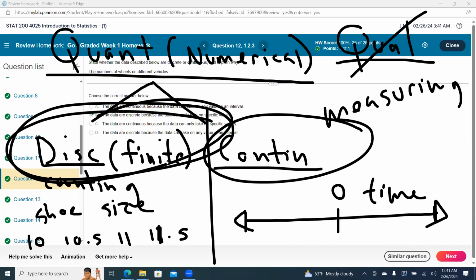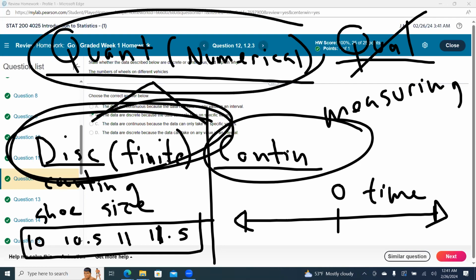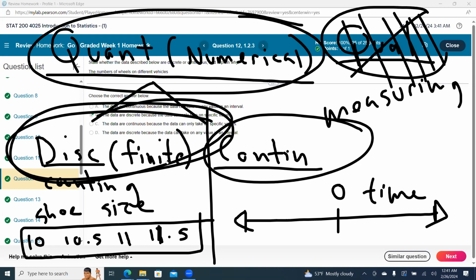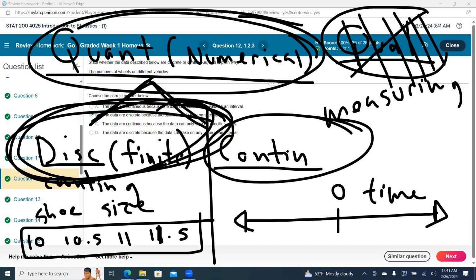But we see the point: even though shoe sizes are not integer values, 10, 10.5, 11, 11.5, there's still a finite number that you can have, so it's considered discrete. So what do we have? We have quantitative and we have qualitative. The quantitative is going to be broken down into discrete or continuous, yes.